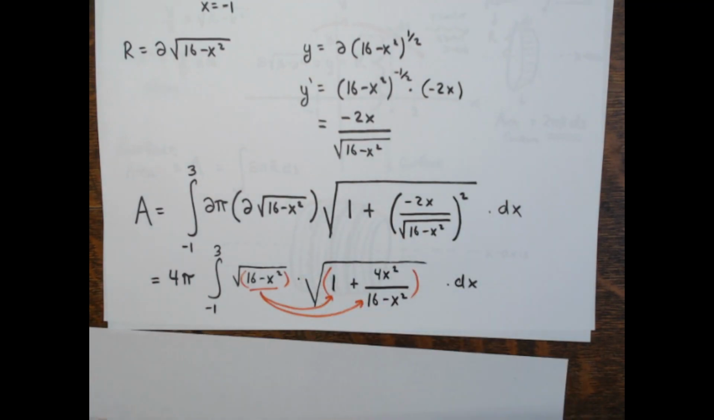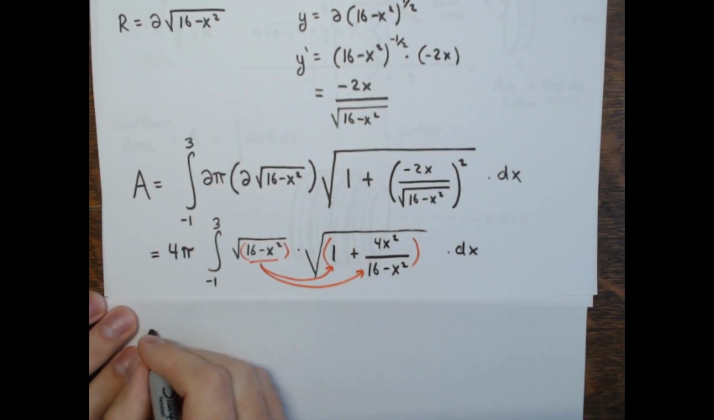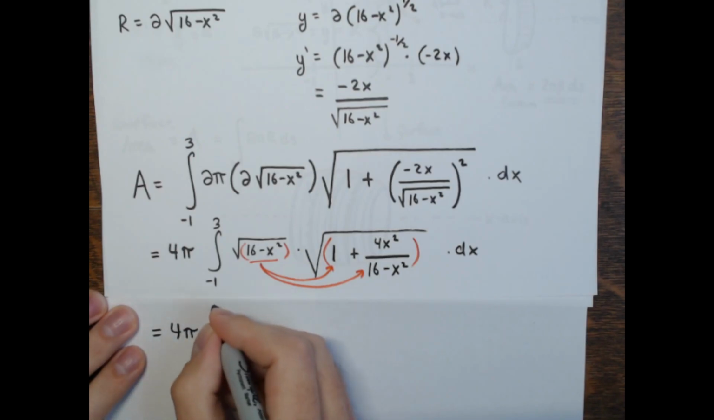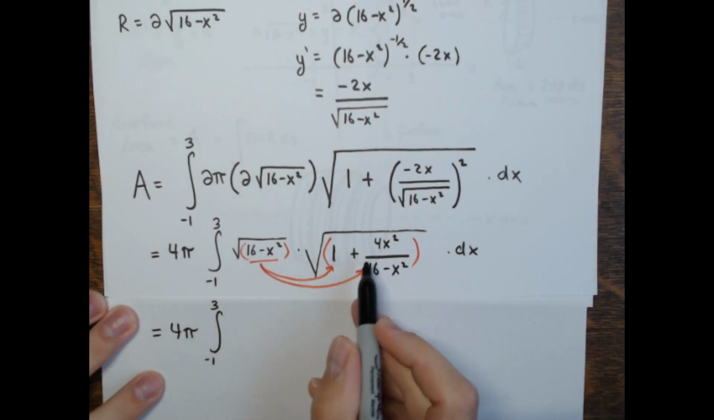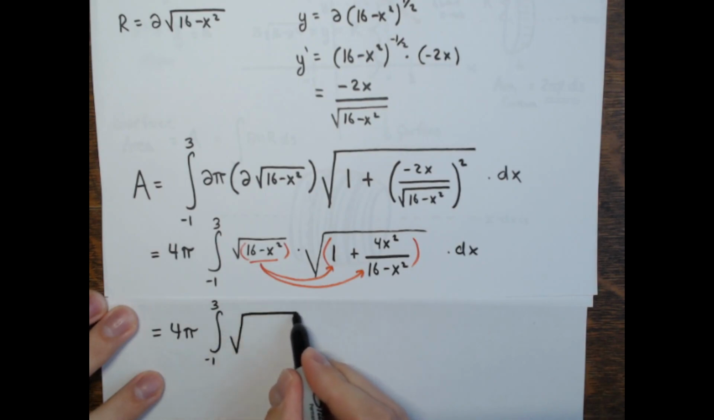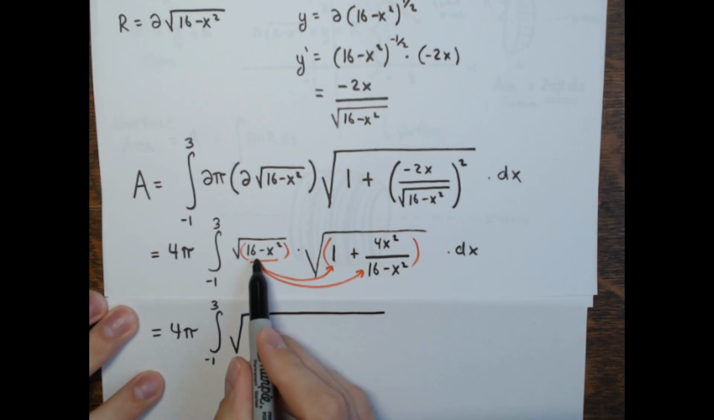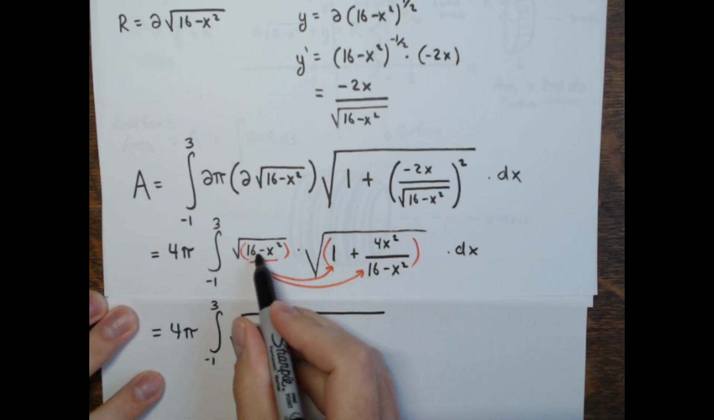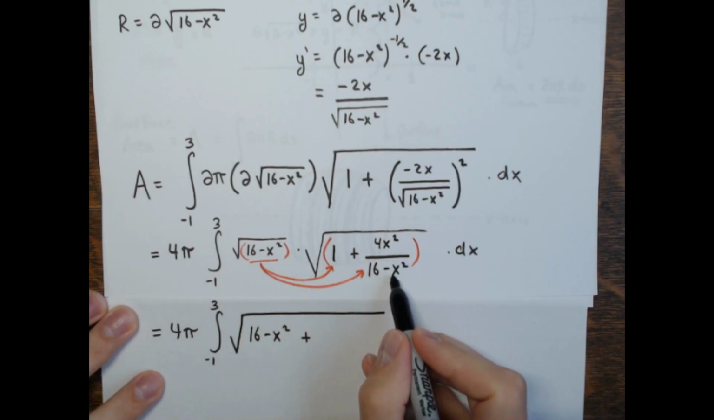And so if I want to make this as simple as possible, we're getting the following, right? This is 4 pi times the integral from negative 1 to 3, and then it's going to be a big square root. 16 minus x squared times 1, that'd be 16 minus x squared. Plus, 16 minus x squared times 4x squared over 16 minus x squared, right?